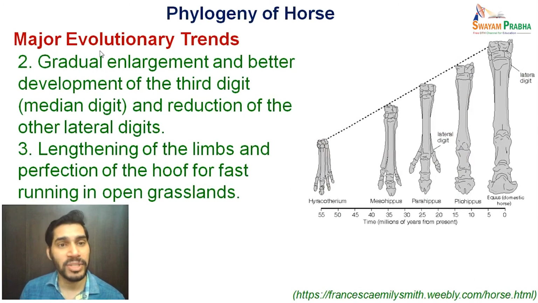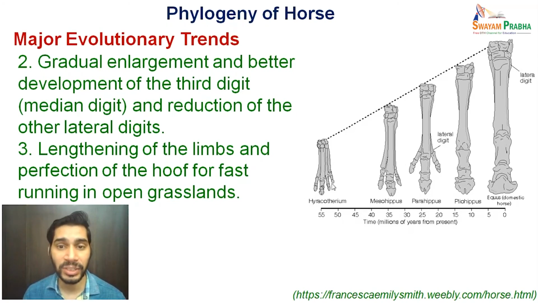The second major change is the gradual enlargement and better development of the third digit or the median digit, and the reduction of the lateral digits. As you are aware, these horses belong to Perissodactyla, which are odd-toed ungulates. So they have digit numbers such as 1, 3, 5 and so on. What people have observed is a gradual development and enlargement of the median digit, or third digit. So from here to here, one thing is that there is an enlargement of the limb as such.